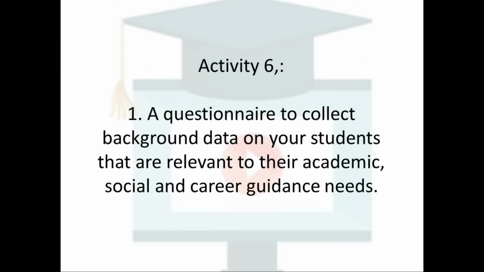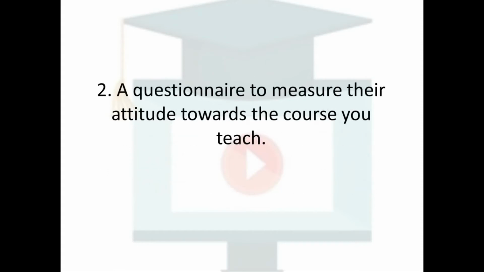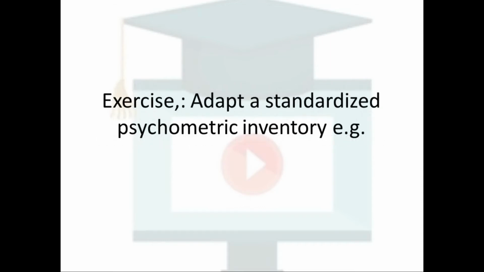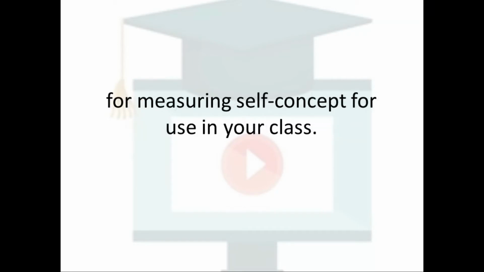Activity 6. 1. A questionnaire to collect background data on your students that are relevant to their academic, social and career guidance needs. 2. A questionnaire to measure their attitude towards the course you teach. 3. A 50-item achievement test in your course which will reveal the learning difficulties of your students. Exercise. Adapt a standardized psychometric inventory, e.g. for measuring self-concept for use in your class.